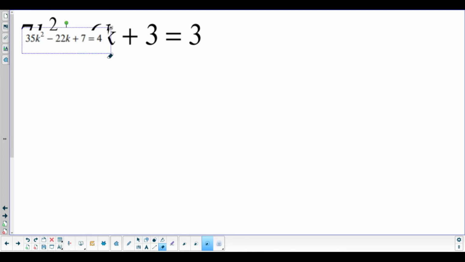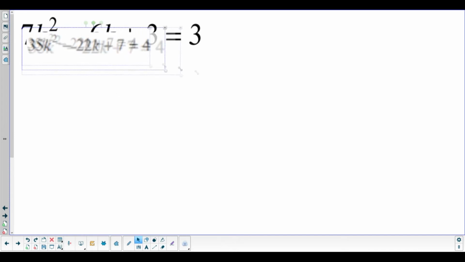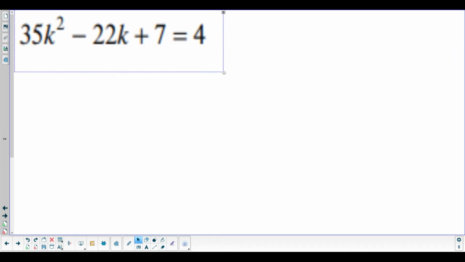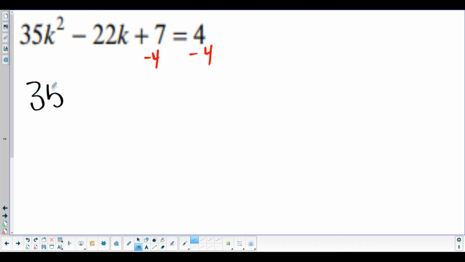Okay, new problem. Oops, it's tiny. There you go. Sorry, it's so pixelated. While it's all pixelated, let's just go ahead and subtract the 4 from both sides so we can write it nice. And then I'm going to replace the k's with x's too. So I'm going to go 35x squared minus 22x, not k, x, and then plus 3. Okay. Yeah, this is a nice one.